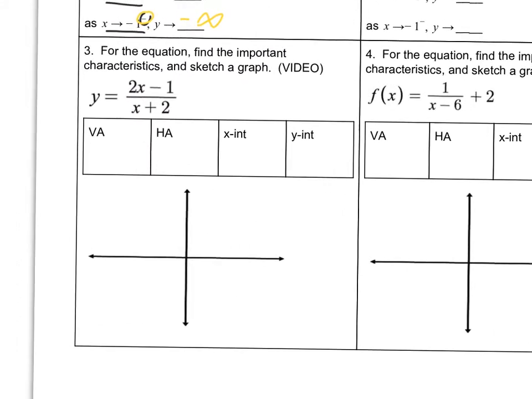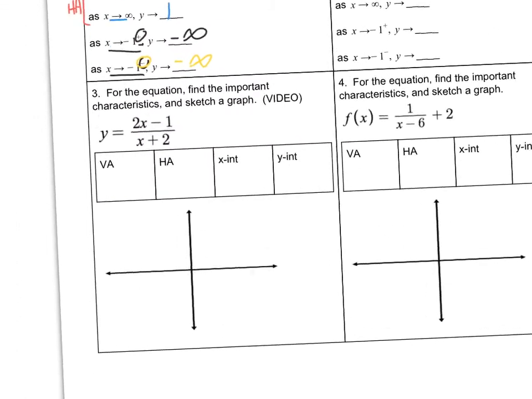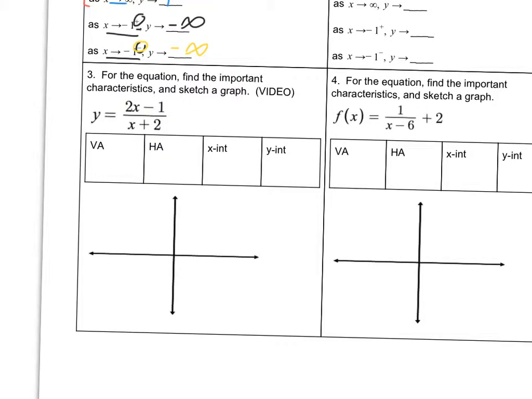All right, for number 3, we're doing the same stuff we've been doing for quite a while now. We have to graph this, identify some special points. The vertical asymptote is whatever makes the bottom equal to 0. So if x plus 2 is equal to 0, that means x is negative 2 would be my vertical asymptote. I'm just going to draw that in now.